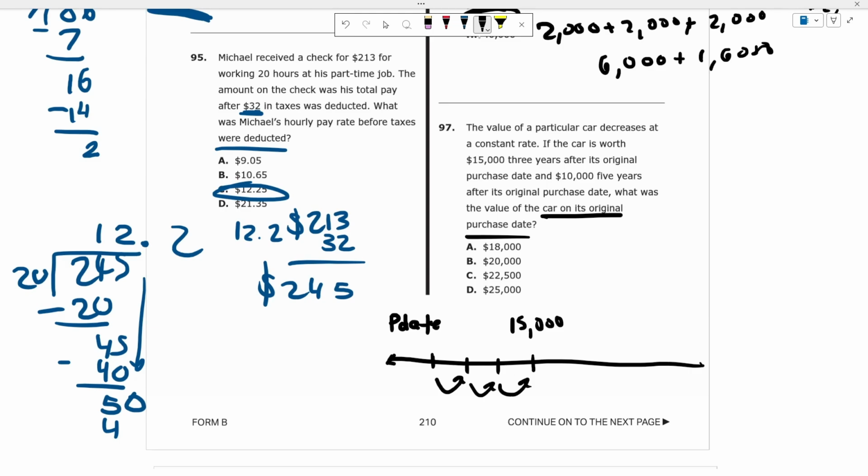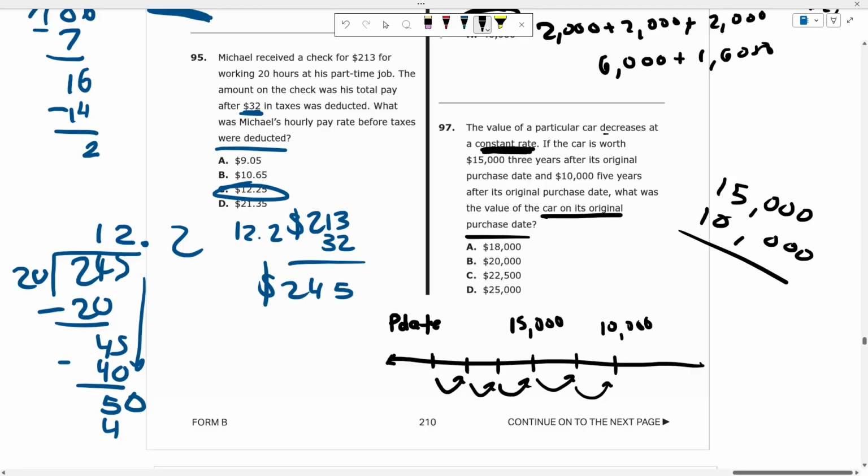So if this is 3 years after the purchase date, this is going to be 4 years, and then this is going to be 5 years. So now it's worth $10,000, okay? So let's notice something here. It decreases at a constant rate, so it's going down by the same amount of money every single time. Now, how do I go from 15,000 to 10,000? Well, I actually go down, or I subtract by $5,000.